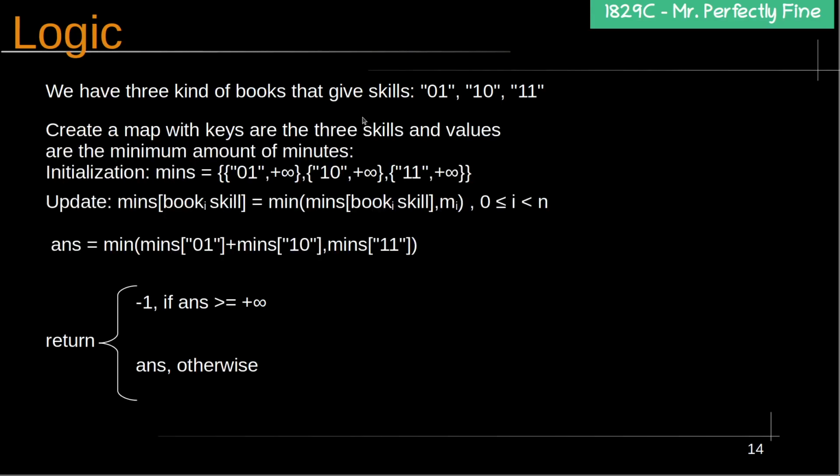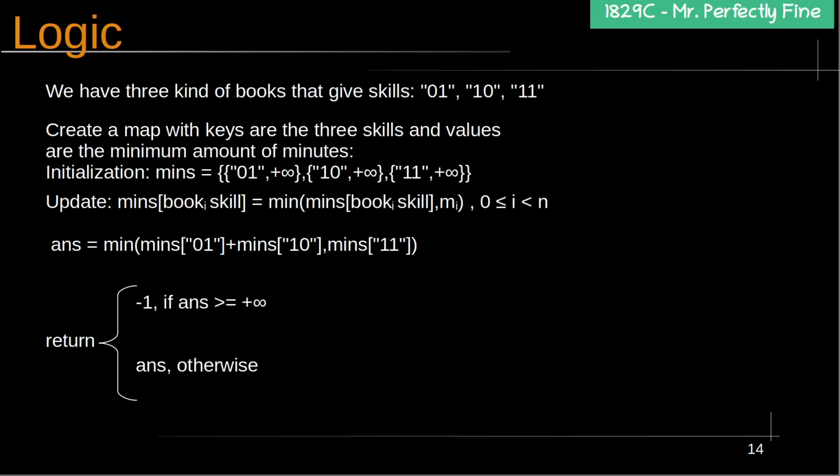How to resolve this problem? We are sure that we have the 3 kinds of books that give skills: skills 0 1, 1 0, and 1 1. We will ignore the book that gives no skills, 0 0. We don't need it. So we are interested in these 3 books that give the 3 skills.